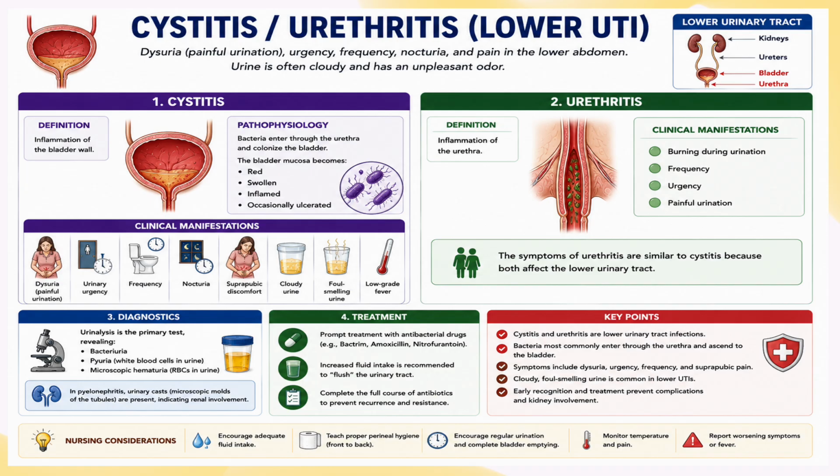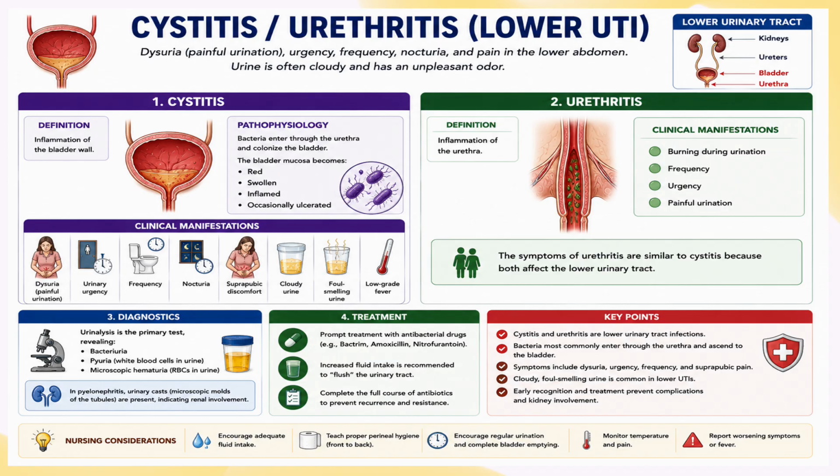Now, lower urinary tract infections include cystitis and urethritis. Let's begin with these. Cystitis refers to the inflammation of the bladder, while urethritis refers to the inflammation of the urethra. Urethritis, itis meaning inflammation.